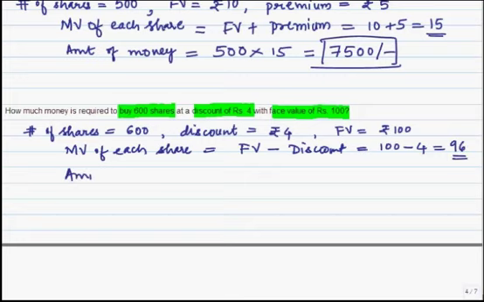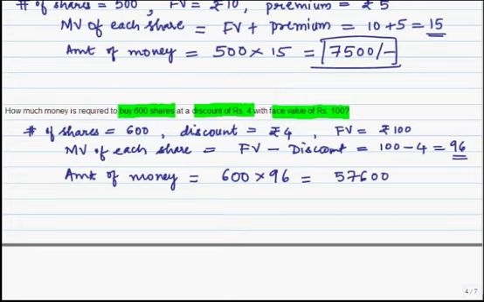And if I want to purchase 600 shares in which each share has a market value of 96 rupees, then the total amount of money I need to buy these shares is 600 into 96, and you can check that 600 into 96 is 57,600. 57,600 is the amount one needs to have to purchase 600 shares at a discount of rupees 4, whose face value is rupees 100.